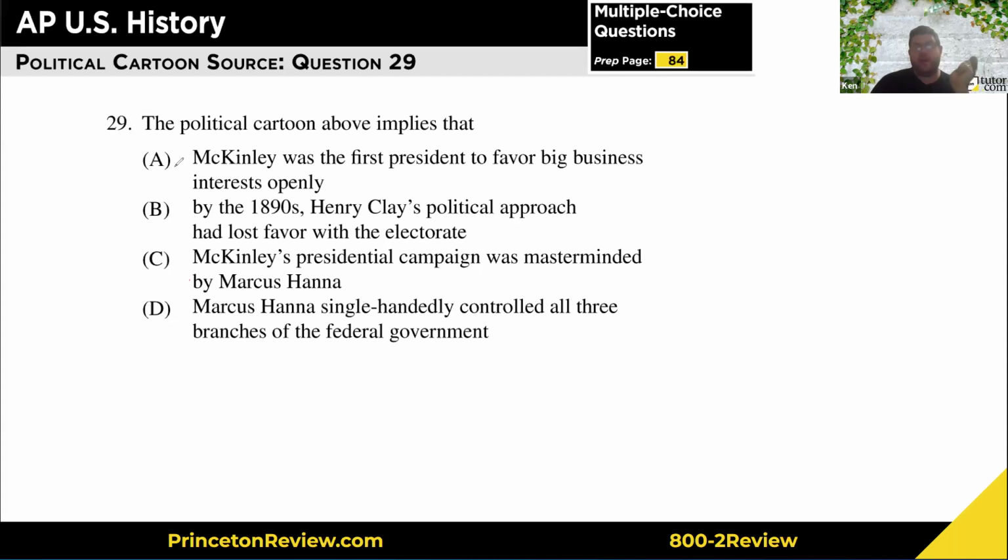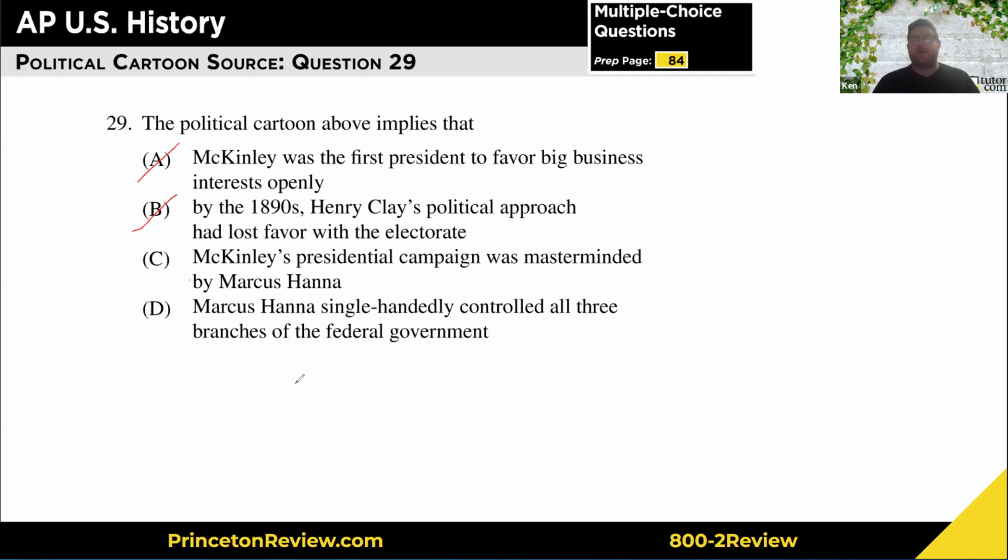So if we look here, A, McKinley was the first president to favor big business interests openly. Nothing about your quote was specifically about big business interests. B, by the 1890s, Henry Clay's political approach had lost favor with the electorate. You know, that might actually be true, but it's not part of what's going on in the cartoon. All we know is that Hanna's calling McKinley a rude name, not necessarily something this specific. C, his presidential campaign was masterminded by Marcus Hanna. Maybe, because Hanna is saying something to McKinley, and he's literally saying to McKinley, the president, it's better to be president than to be right. So maybe Hanna had something to do with McKinley's presidency.